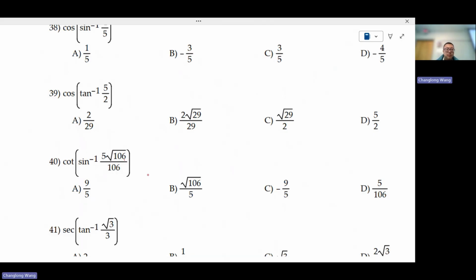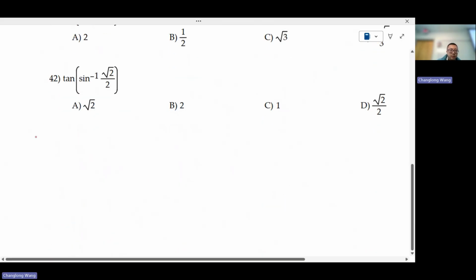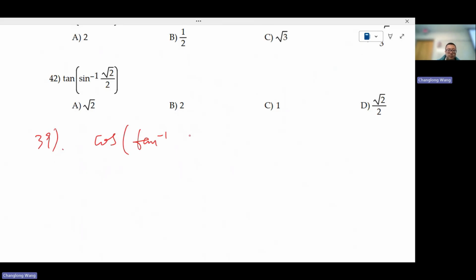All right, 39: cosine of tangent inverse of five halves. I want to know the cosine of tangent inverse of five halves. I'm trying to figure out what this is, but honestly, I find something within the cosine very disturbing. It's the inverse, and I hate to say inverse tangent. So how about I just hide it? I call it nothing but an angle theta.